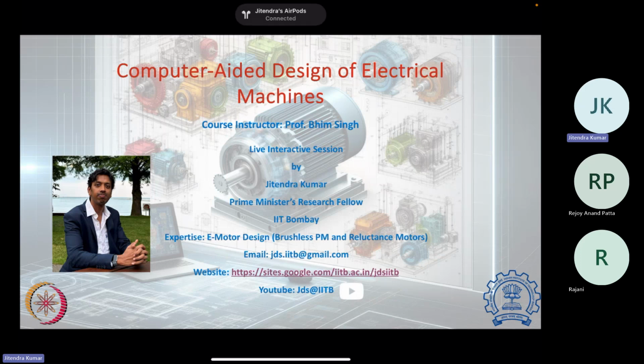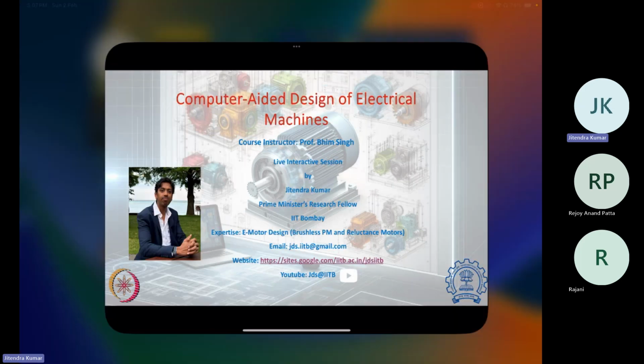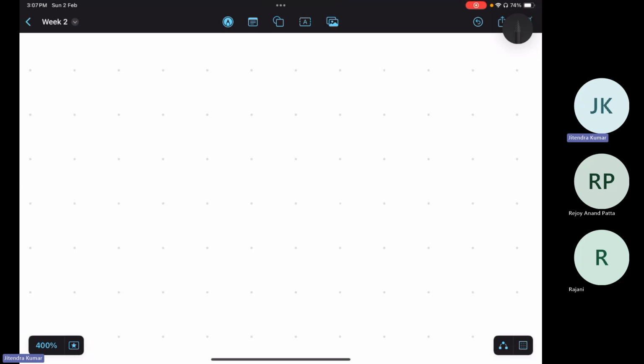So let us move ahead with the basic expressions which are going to be used in today's week assignment problem solving. Okay, so now in last week we all studied about electric loading and magnetic loading, right? So now when it comes to transformer design, those electric loading and magnetic loading are very important.